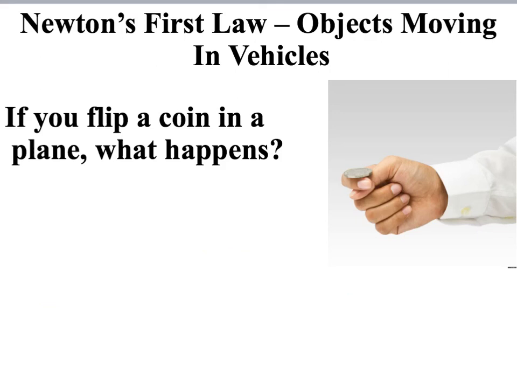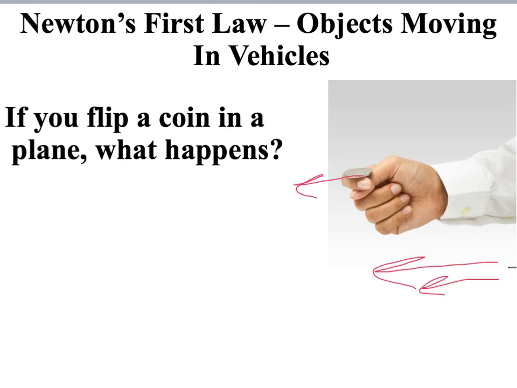After thinking about it, what did you come up with? What do you think? In front of you, behind you, or at your feet? Now the answer is, if you flip a coin, it's going to land at your feet. And the reason is, if you're moving in a bus and you're moving this way, the bus is moving that way, and since you're on the bus, you're also moving this way at the same speed, and since the coin is in your hand, it's also moving that way at the same speed.